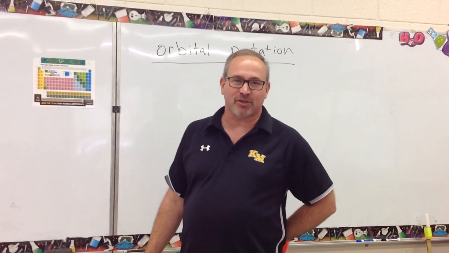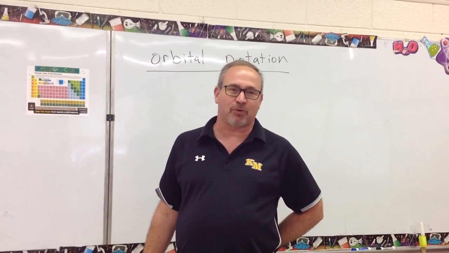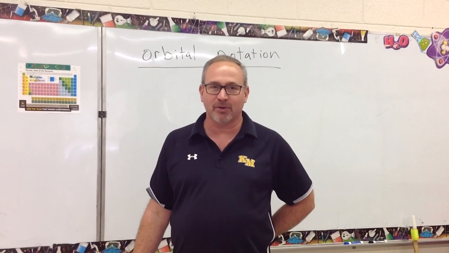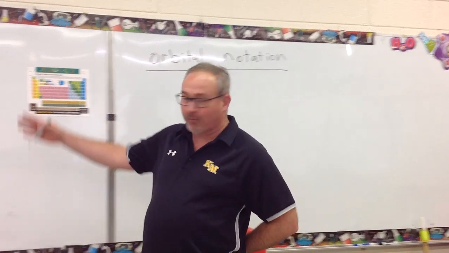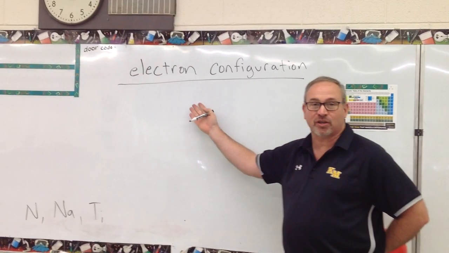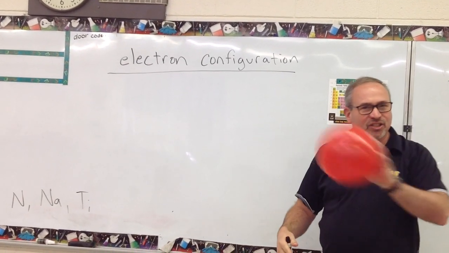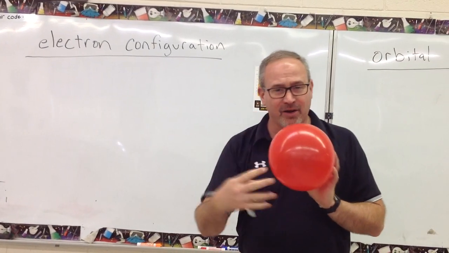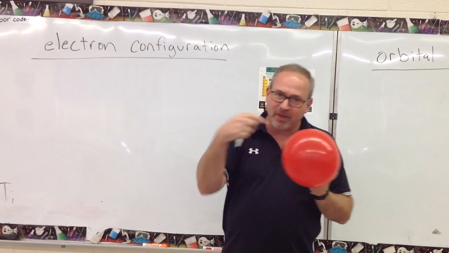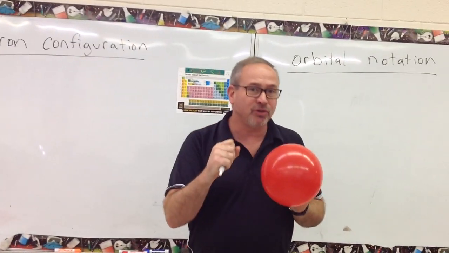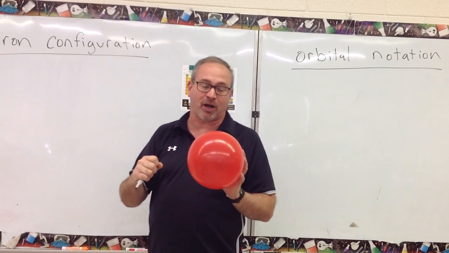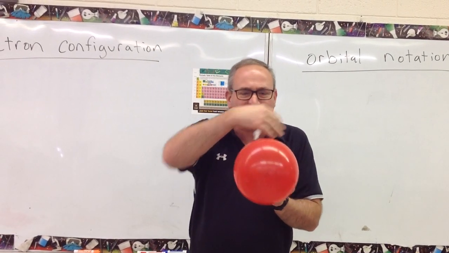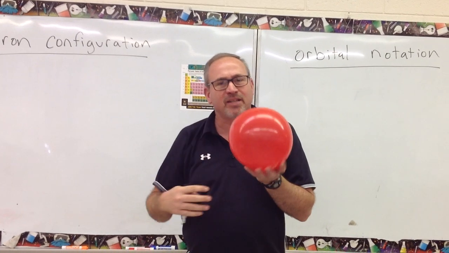I'm going to give a quick and dirty explanation for electron configuration, orbital notation, and even noble gas configuration. So we'll start off over here with electron configuration. What is it? It's basically just telling someone where these electrons are. We know in the center we have the nucleus with your protons and neutrons. So somewhere in this shape, there is an electron.